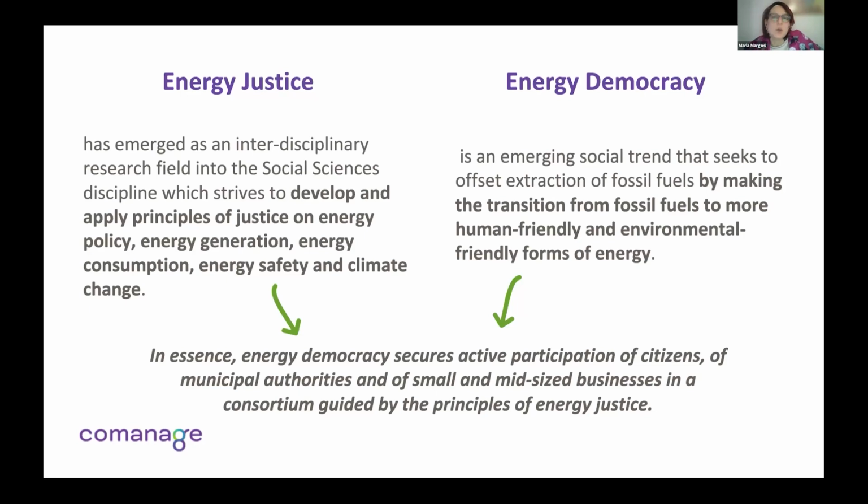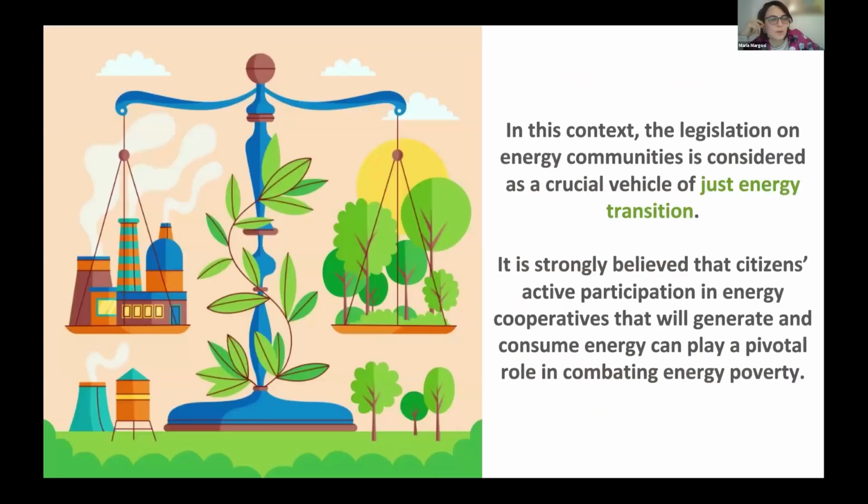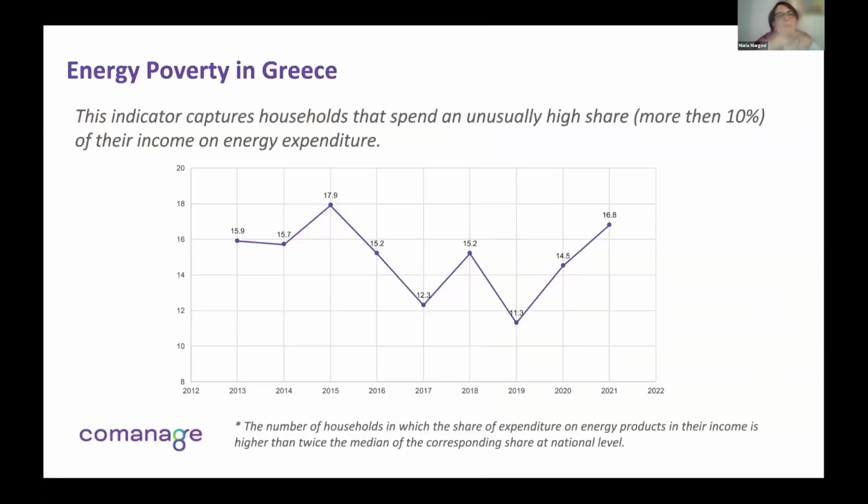So, in this context, and in the context of just energy transition, the legislation of the energy communities is considered as the main vehicle for this transition. We can go to the other slide. Energy communities are considered a crucial vehicle for this transition because it is believed that citizens' active participation in energy cooperatives, where they generate and consume energy, can play a pivotal role in combating energy poverty. So in this sense, we have energy democracy, energy justice, and energy communities which can serve the just energy transition and tackle energy poverty.